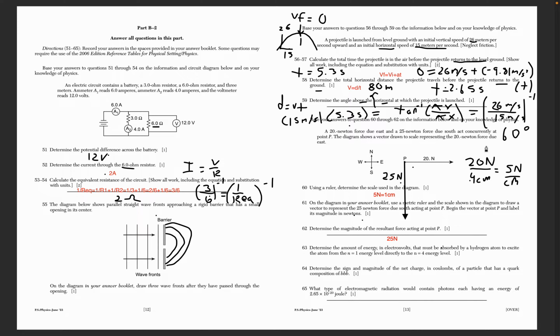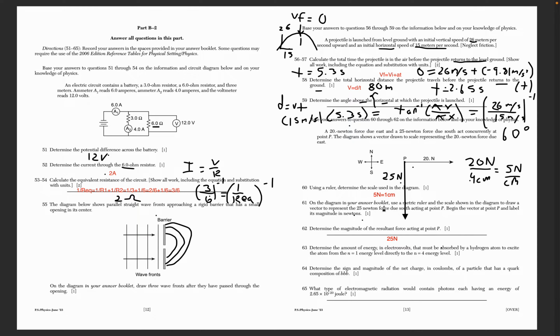The next one. A 20 Newton force due east and a 25 Newton force due south act concurrently at point P. The diagram shows a vector drawn to scale representing the 20 Newton force due east. This is the one I said I did already at the beginning of the video, because it would have taken a long time to draw on here. Basically, for the 20 Newton vector given here, you use a ruler and measure how many centimeters it is, and I measured it as 4 centimeters. You divide 20 by 4 to find the scale, 5 newtons per centimeter. So 5 newtons equals 1 centimeter, or 1 centimeter equals 5 newtons. It doesn't matter.